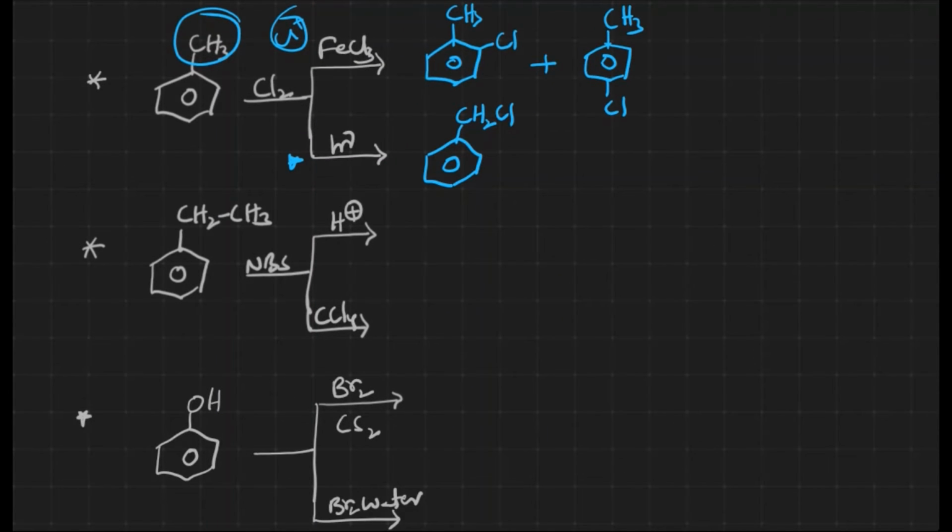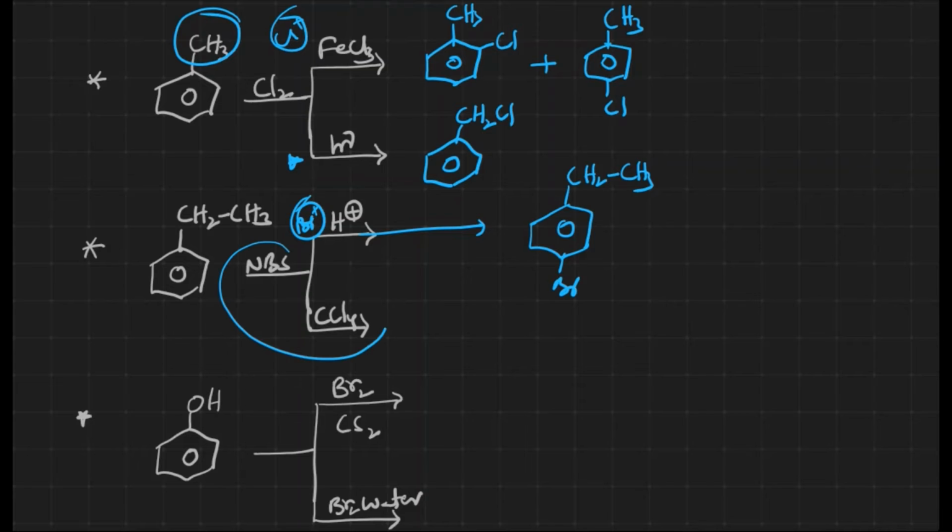Now what is this? NBS in polar solvent generates bromonium ion. Since bromonium is an electrophile, electrophilic substitution reaction takes place. With non-polar solvent, what happens? Generation of bromine radical takes place.